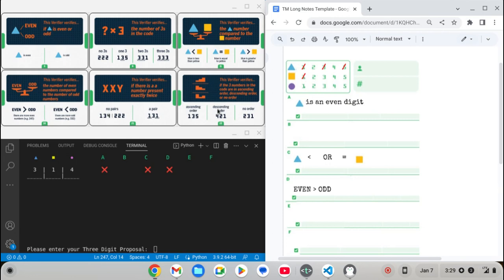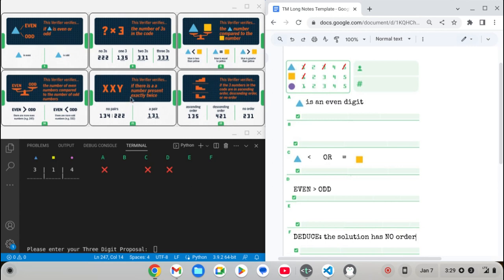Similarly, if it's descending, the digits are uniquely distinct, so again, they'd have no pairs. So we can actually conclude that the solution should have no order. So I'm going to just type it up as we're going to deduce that the solution has no order.